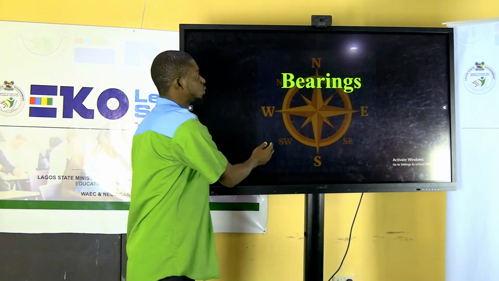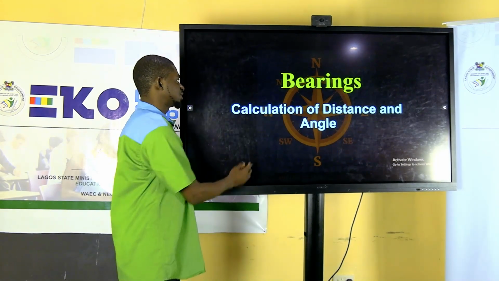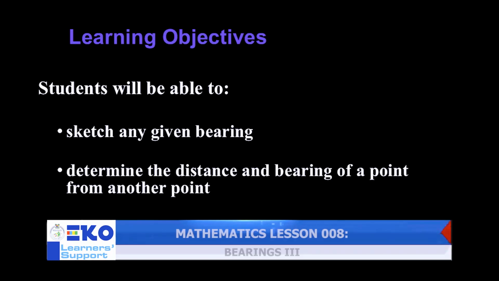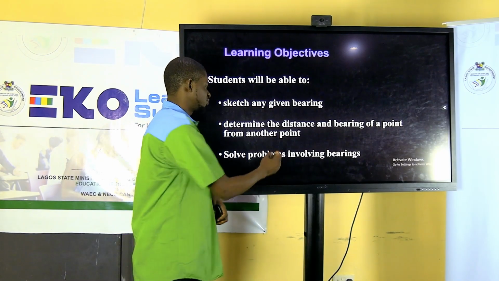What are we expected to learn by the end of today's class? We should be able to sketch any given bearing, determine the distance and bearing of a point from another, and solve problems involving bearings. So simple. Let's move on.